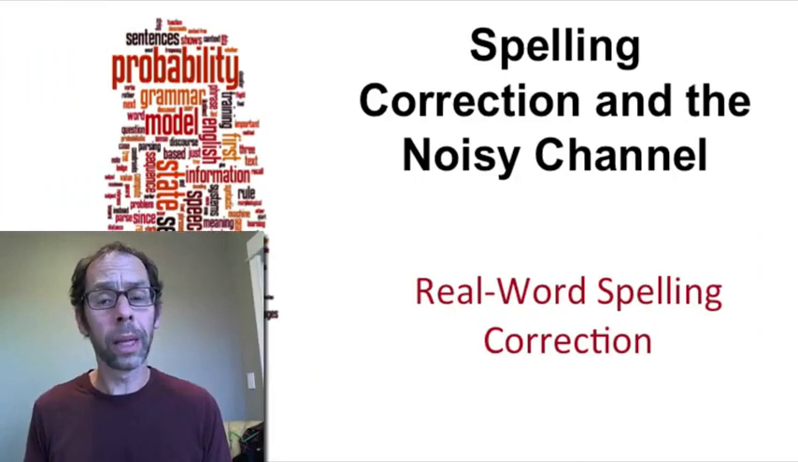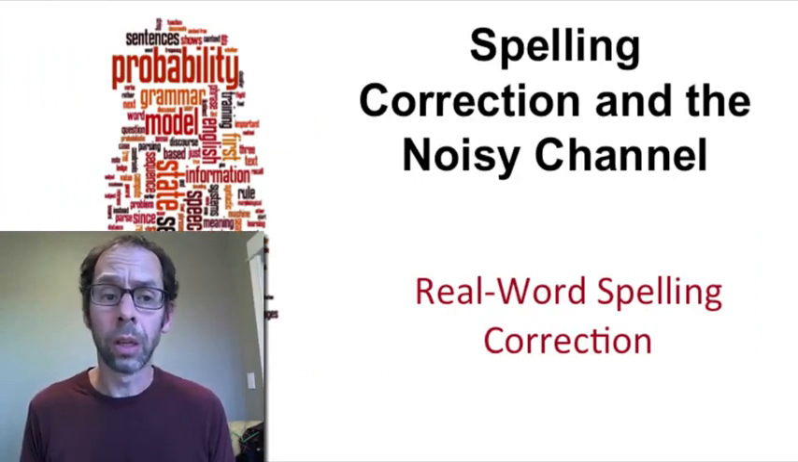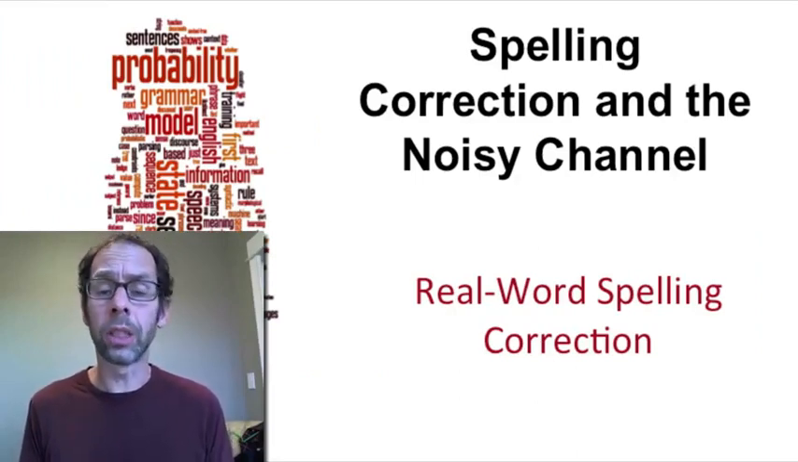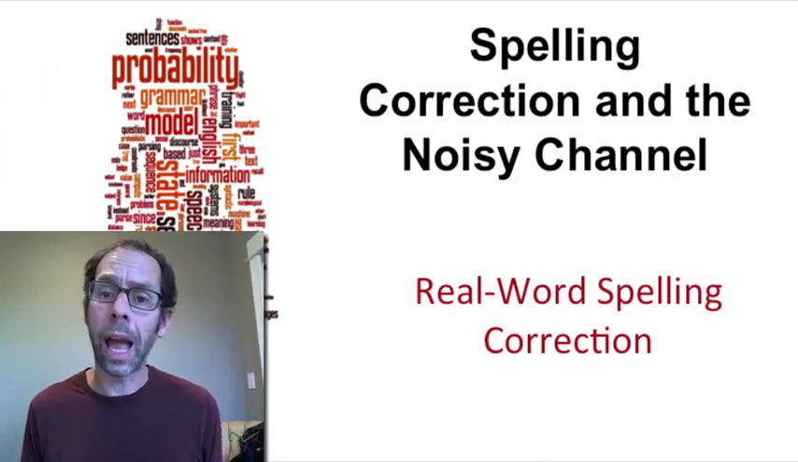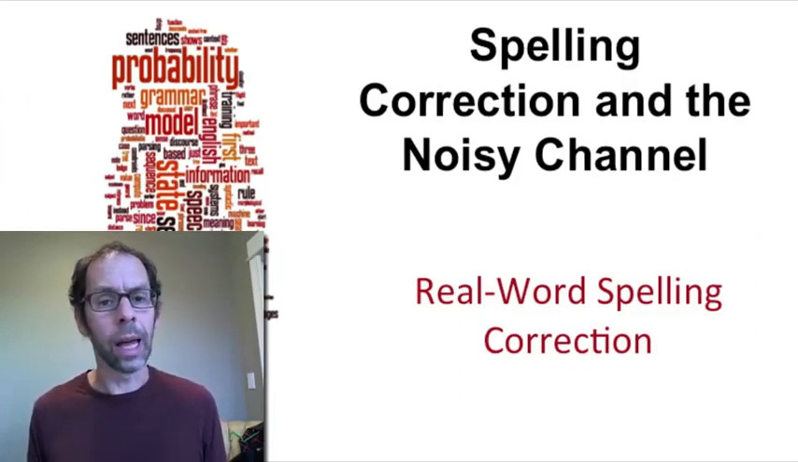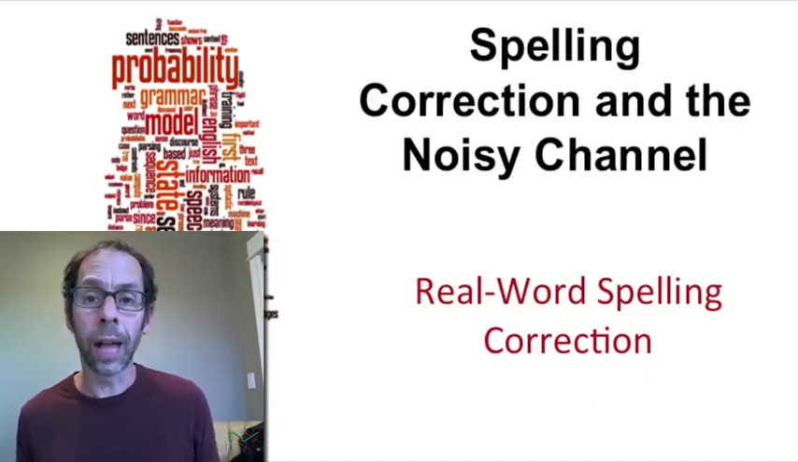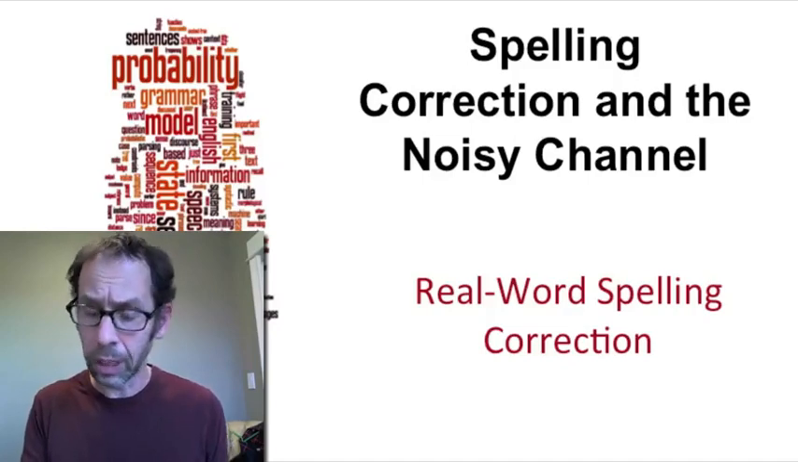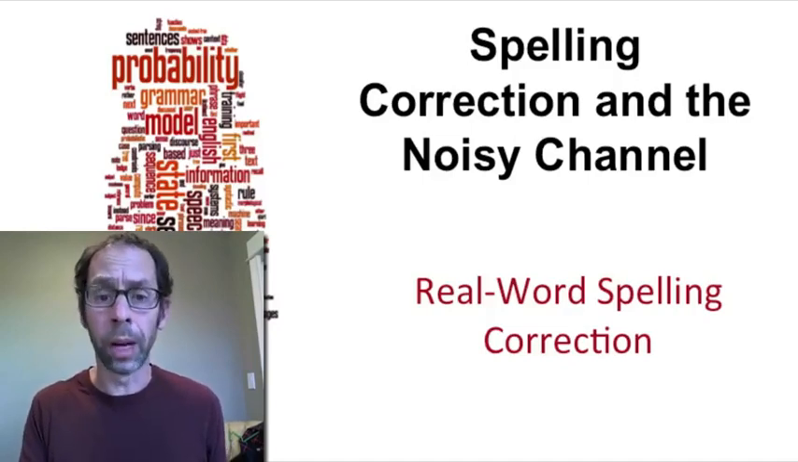So that's real word spelling correction. We simply take the standard noisy channel algorithm for non-real words, add a probability of an edit not happening, and then allow that every word could have been an error, and then look for the most likely sequence, simplifying usually by assuming only one error per sentence.